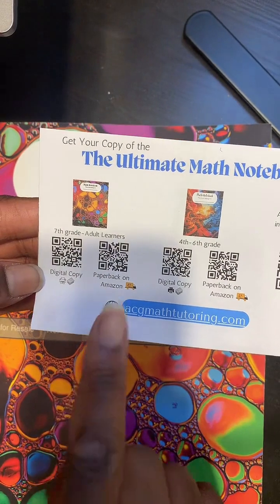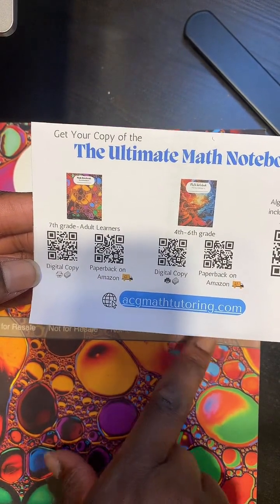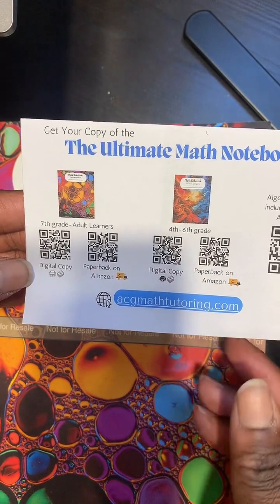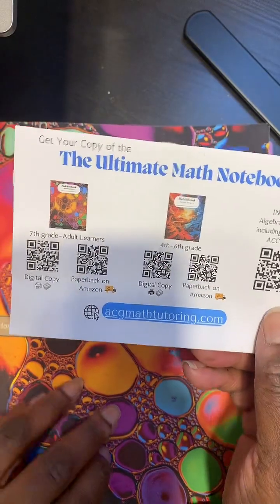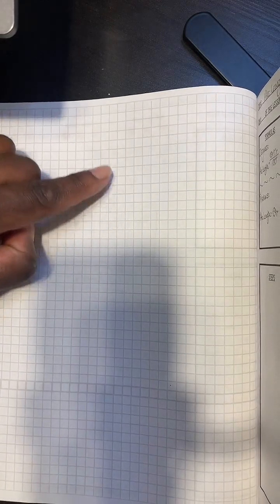Okay, but anyway. This one is for 7th grade and adult learners, and then we also have one for 4th through 6th grade. The difference is mainly the design, especially the grids part. The grid is a lot bigger for 4th through 6th, so they can actually fill in numbers to keep their place values.